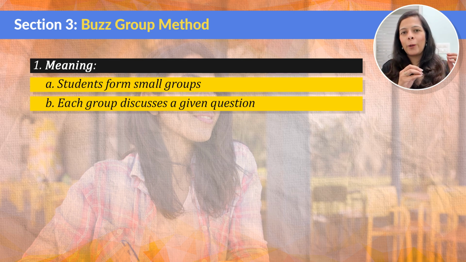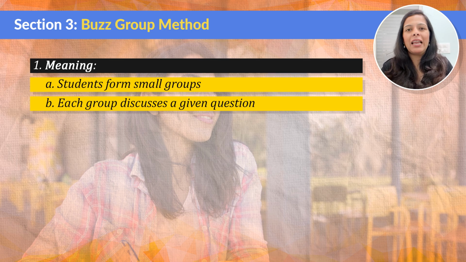It's like, if you've ever gone to a garden and seen a bee, and you have heard the bee humming, that's the kind of sound that fills the entire room. So that's why the name of the method is called the buzz group method.